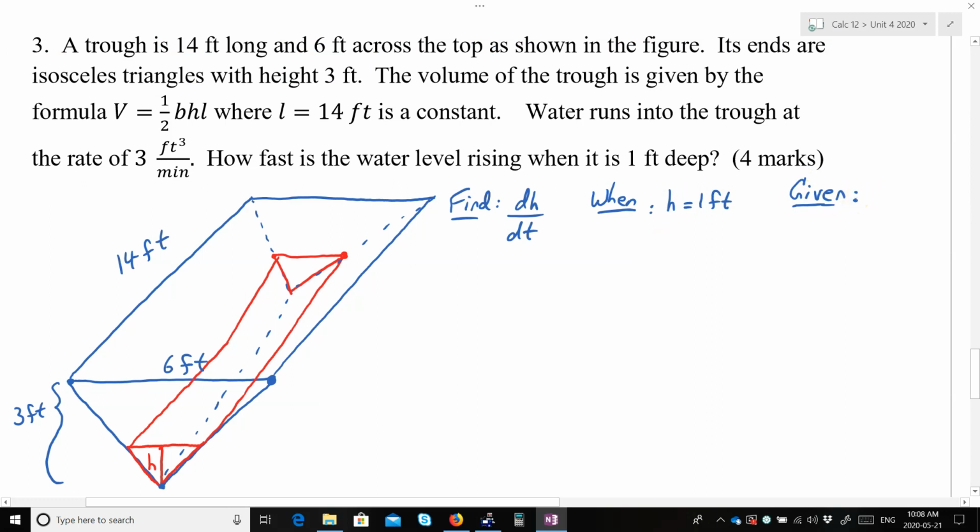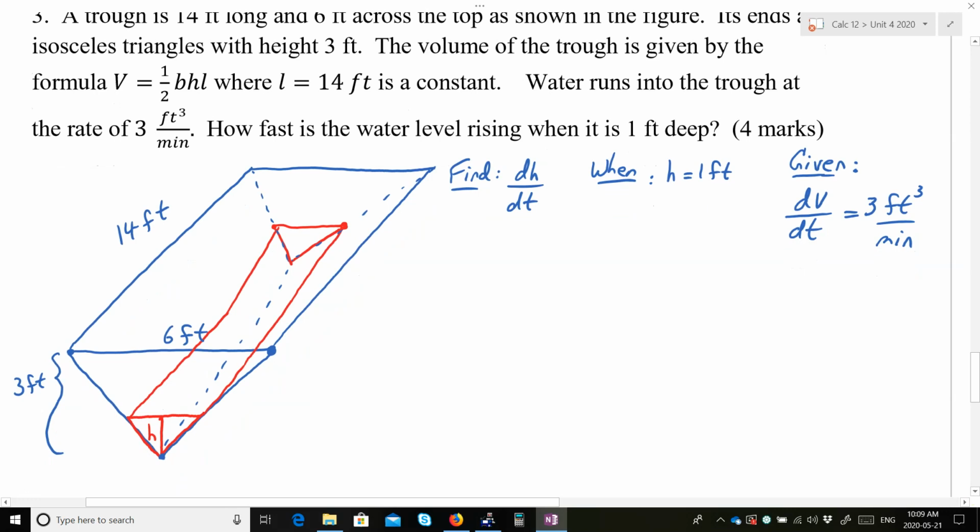Given. Okay, what do we know? Water runs into the trough at the rate of 3 cubic feet per minute. That is a change in volume with respect to time, cubic feet per minute. And so now we need a formula involving h, the height of the water, and the volume.